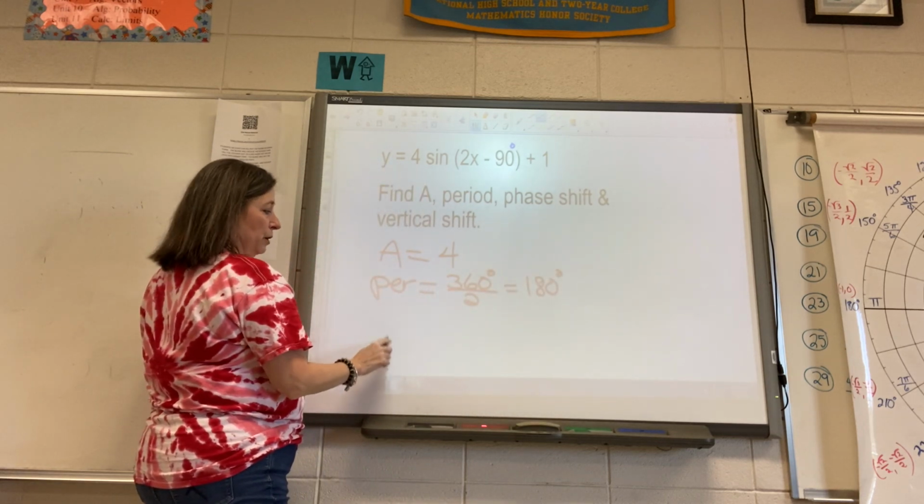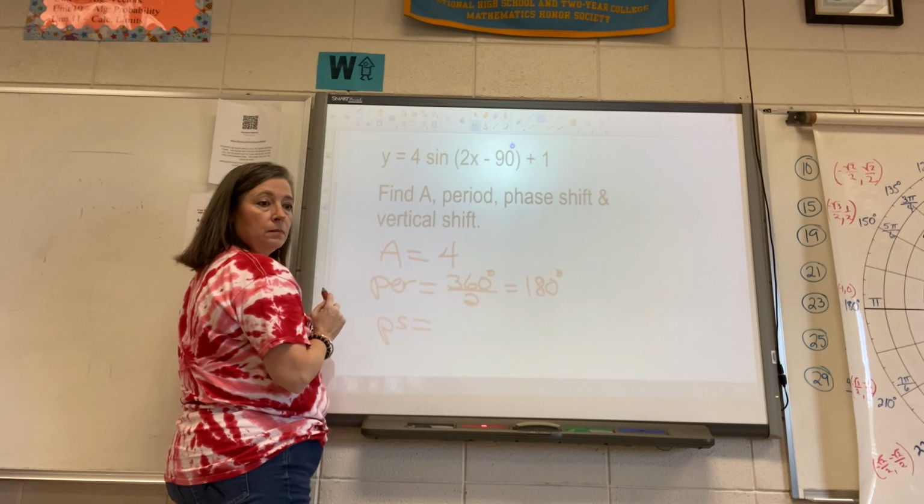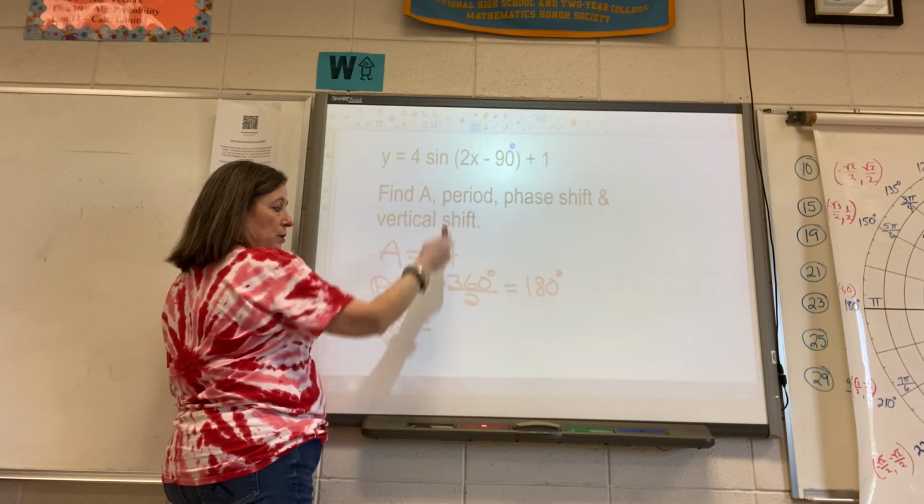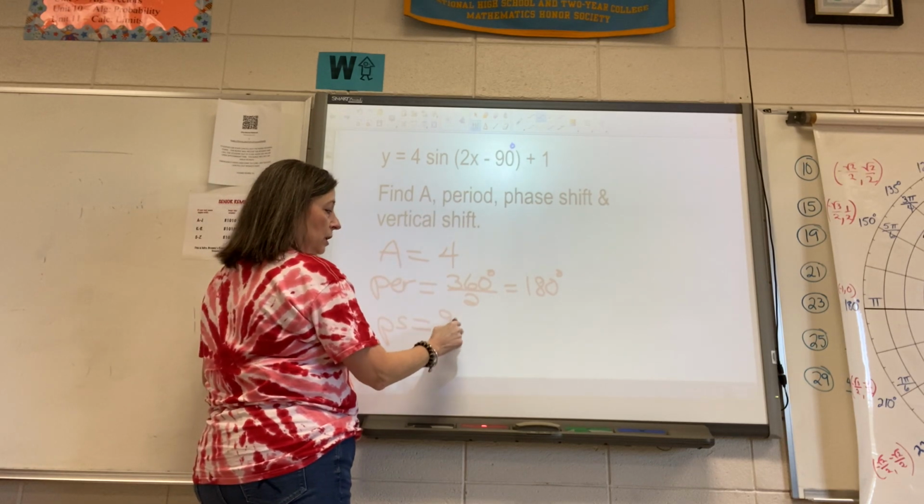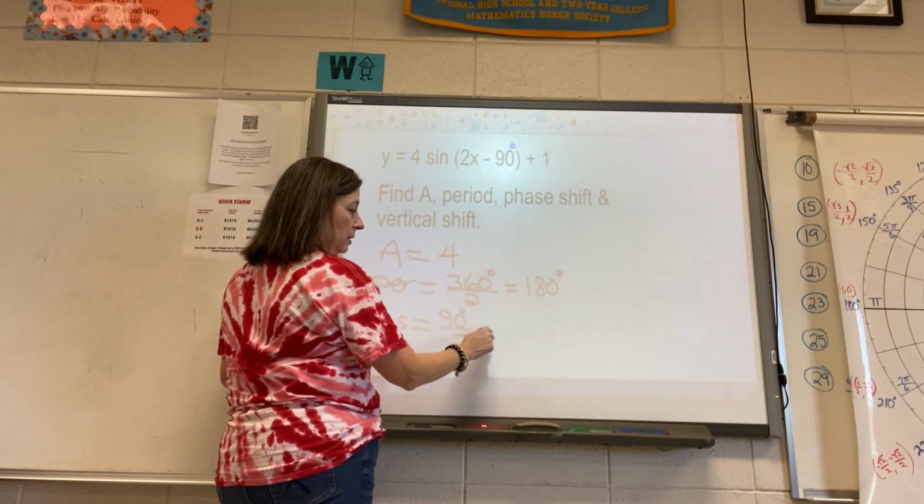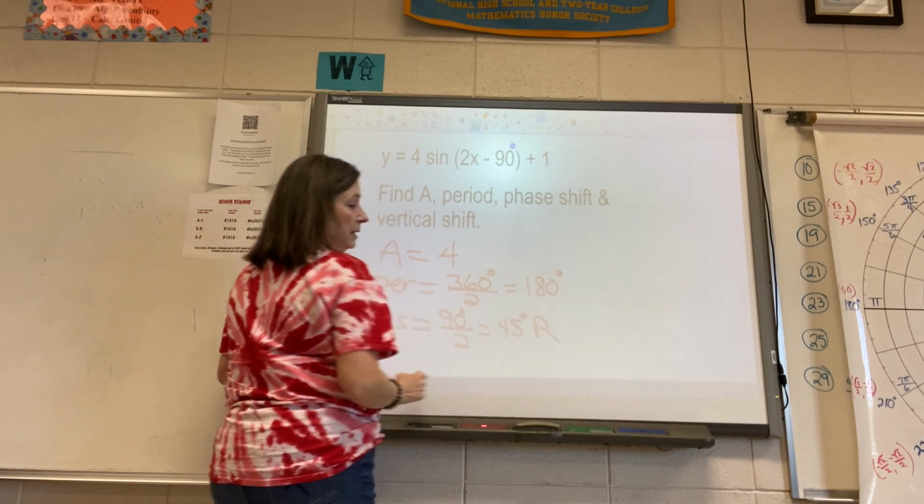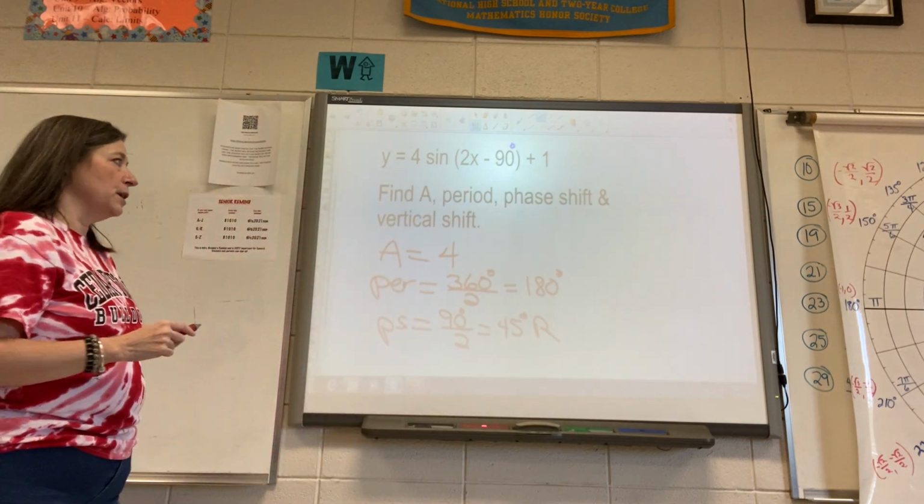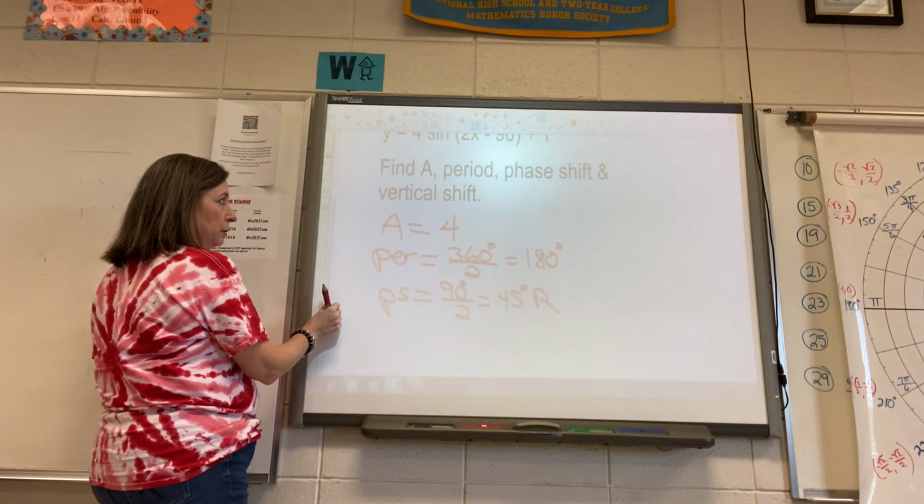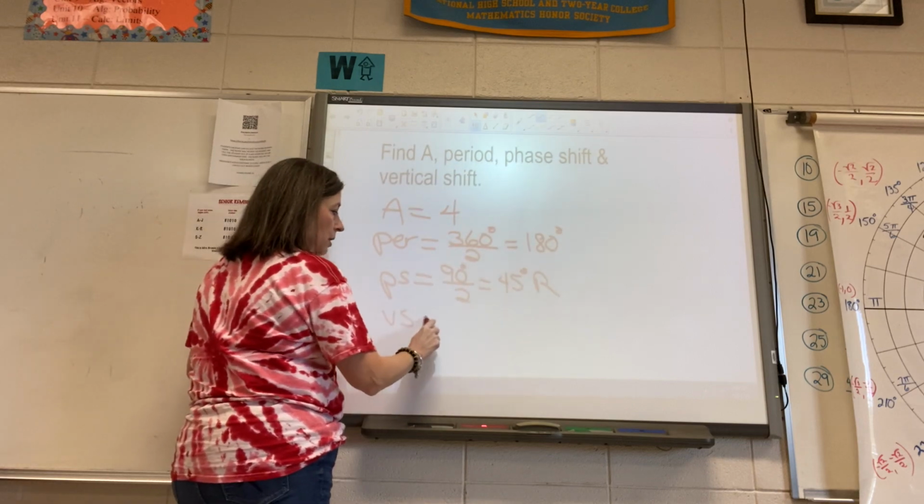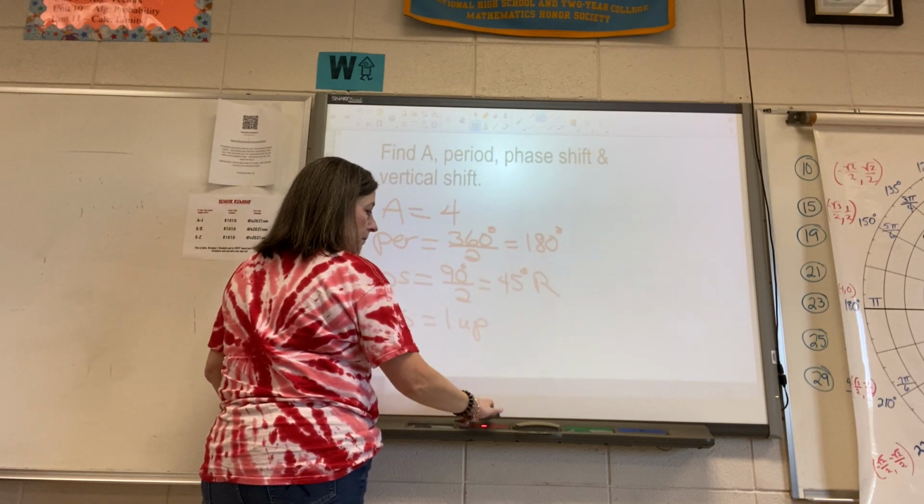All right, so let's see, is there a phase shift? Yes, because we've got the parentheses. What is the phase shift? 45 to the where? 45 right. Is there a vertical shift? Where? One up. And that's it.